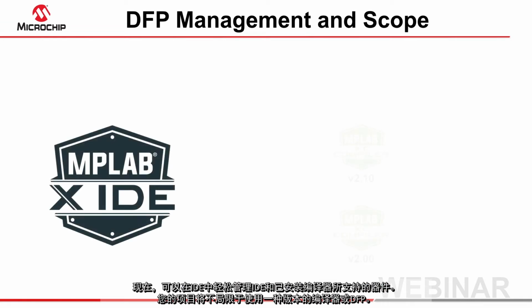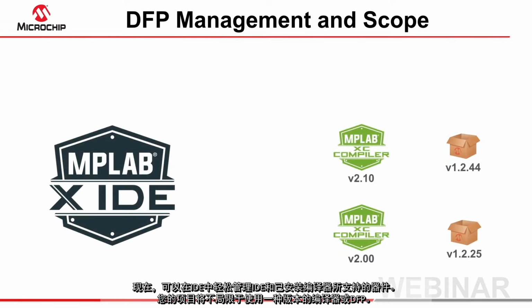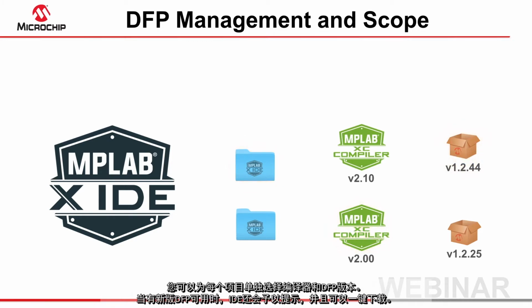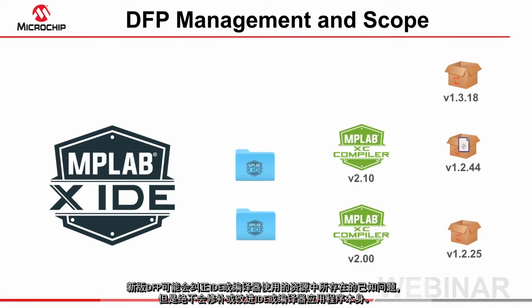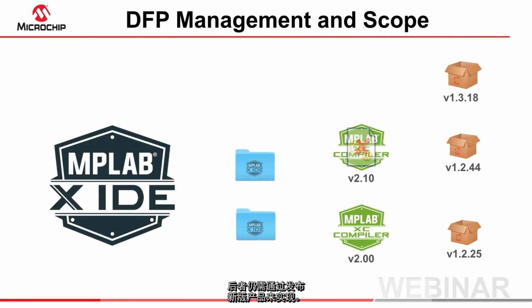Device support for both the IDE and installed compilers is now easily managed from within the IDE. Your projects are not tied to using one version of the compiler or DFP. The compiler and DFP version for each project can be independently selected, and the IDE will also let you see new DFPs and allow you to download them with a simple click. New DFPs may correct known issues in the resources used by the IDE or compilers. However, they will never patch or improve the IDE or compiler applications themselves. This still takes place through the release of new versions of those products.